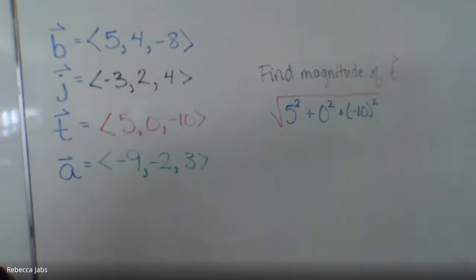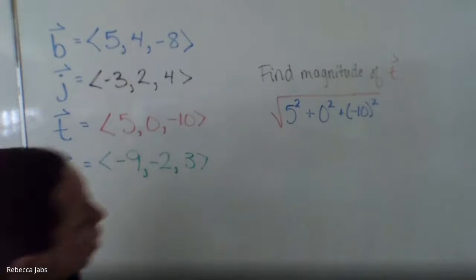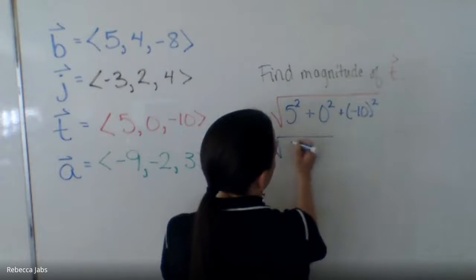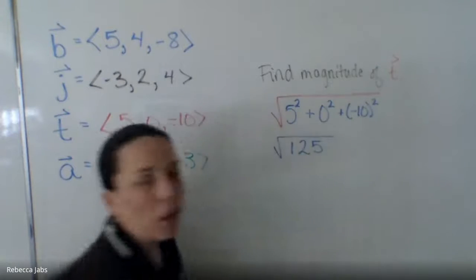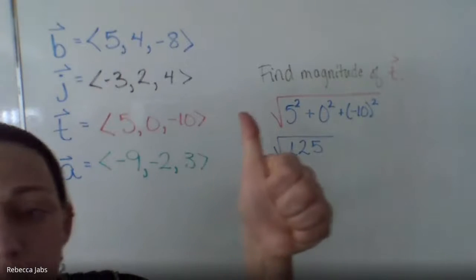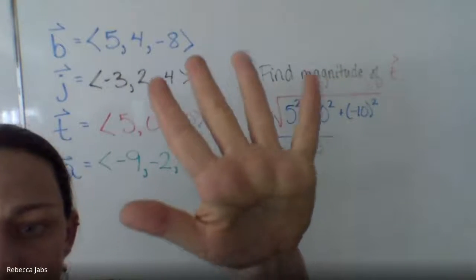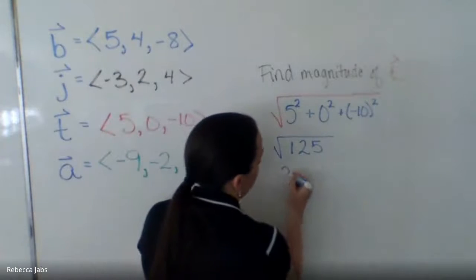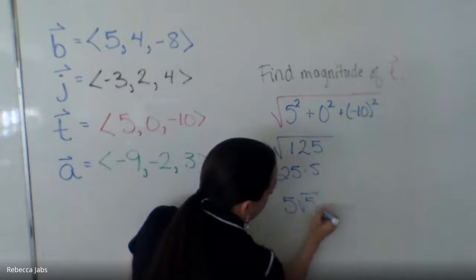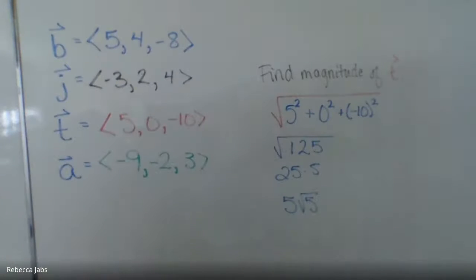5 squared is 25. Again, some of these are easy to do in our head. 10 squared is 100. 25 plus 100. Again, if you want to write that step in between there, that's fine. But we get 125. 125 is not a perfect square, but it is 25 times 5. So one answer I could write would be 5 radical 5.